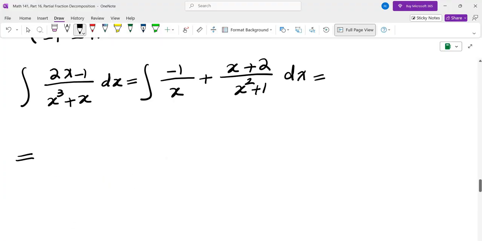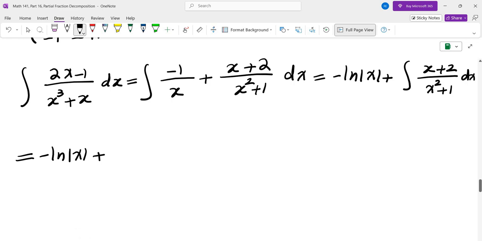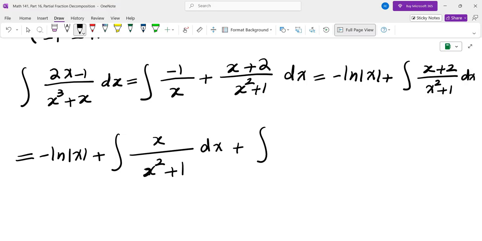Well, the first term is minus natural log of x. For the next term, we'll have to break this up into two different integrals, and I'll do that in the next step. So this is minus natural log of x plus the integral of x over x squared plus 1 dx plus the integral of 2 over x squared plus 1 dx.